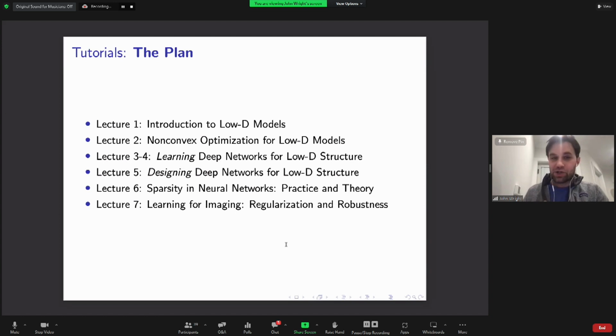Then lectures 3 through 5 will look at interactions between deep learning and low-dimensional structure. Again, how we can use low dimensionality to understand how generic deep networks train, and how we can use it to design effective networks for tasks. And then lectures 6 and 7, you can see as a deep dive both into how we design efficient networks and how we leverage connections between deep networks and inverse problems to build highly effective networks for tasks and imaging. So this is the plan for the tutorial.